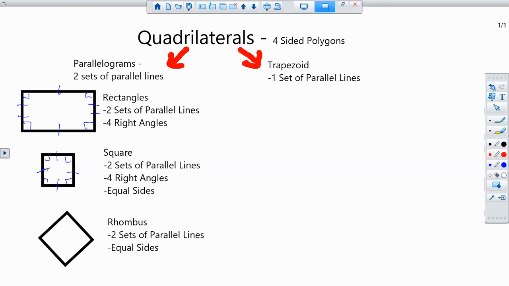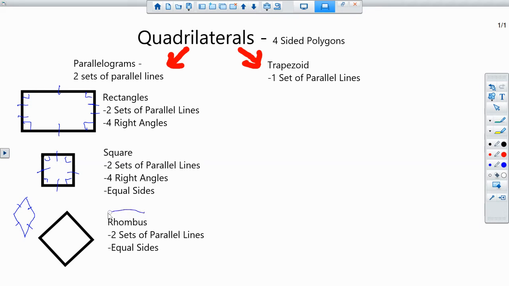A rhombus is like a square and a rectangle, except it's missing four right angles. It doesn't have to have right angles. It can look kind of like a kite, as long as these sides are all equal, and as long as these sides are parallel and these sides are parallel. Two sets of parallel lines, because a rhombus is a parallelogram. So if it has two sets of parallel lines and equal sides, that makes it a rhombus.